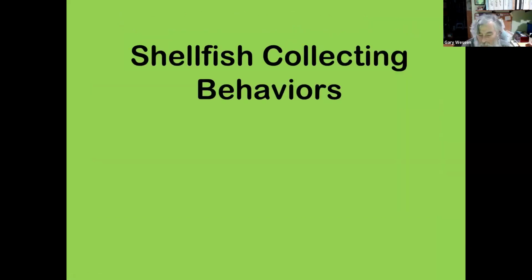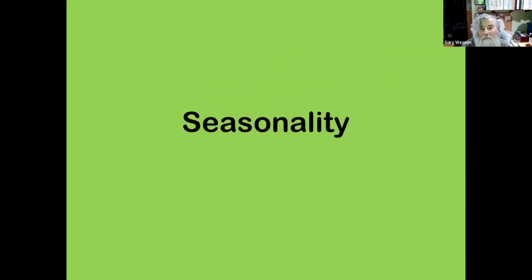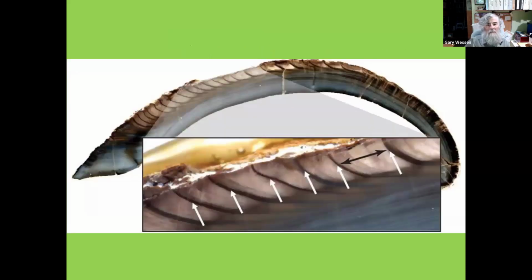Okay, let's talk a little bit about shellfish collecting behavior that we can see in this stuff. And one of the things that we can tell from shellfish is seasonality. And for seasonality, we're going to work mostly with bivalves. And actually, some bivalves are better to work with than others. This is a cross-section of a bivalve shell. And you can see here, this part is magnified a little bit. It's a series of light material that's been laid down with dark bands.